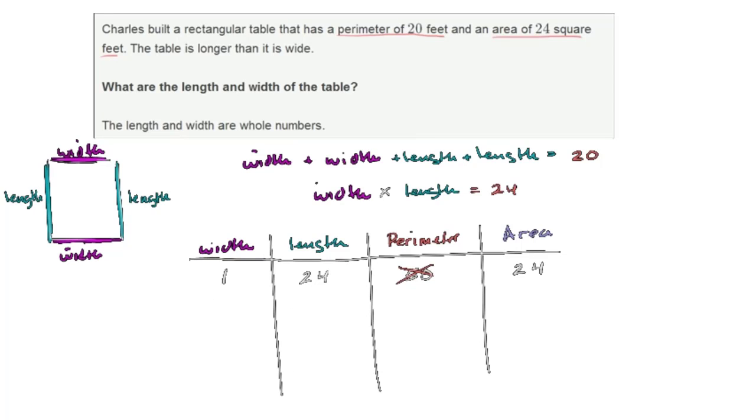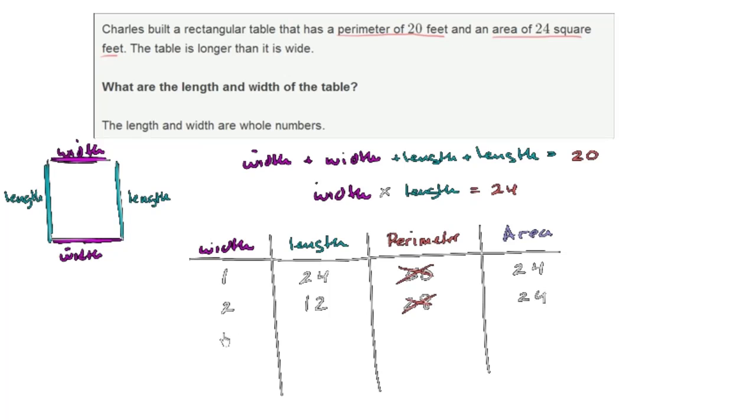Let's try the other factors of 24. It could be 2 and 12. Once again, 2 times 12 is 24. But what's 2 plus 2? It's 4 plus 12 plus 12. So it's 4 plus 24. That's going to be 28. Well, that doesn't meet our perimeter constraint. So that's not going to be right.